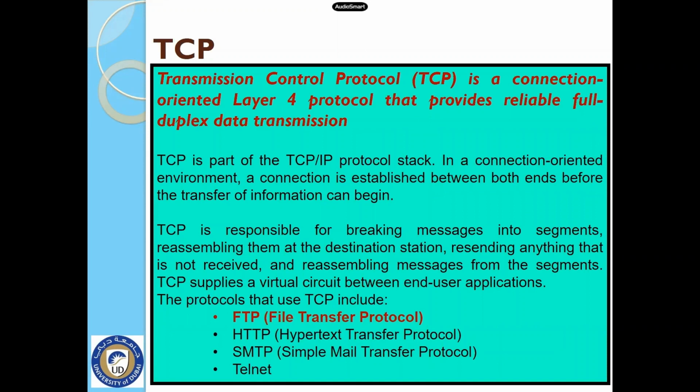So TCP provides reliable full duplex data transmission. Why full duplex? Because you send data, you wait for acknowledgement, you wait for kind of a receipt that the data has been transmitted. So this is why it's full duplex. TCP is part of the TCP/IP protocol. It's a connection-oriented environment. A connection is established between both ends before the transfer of information can begin.